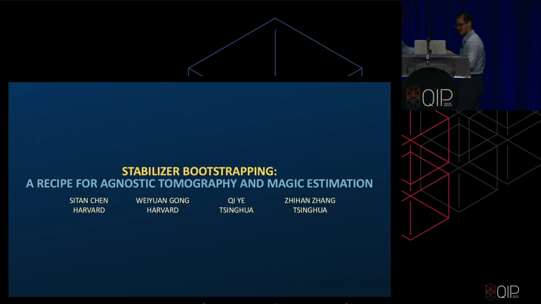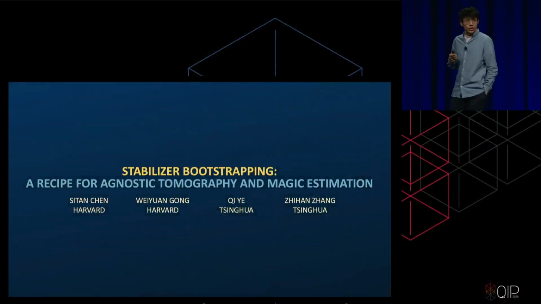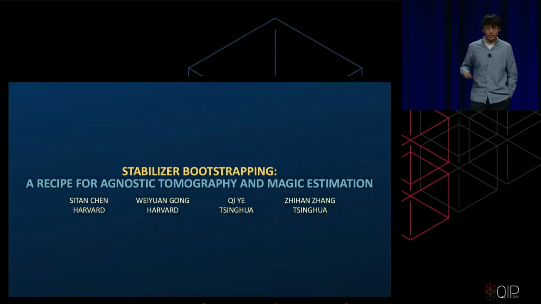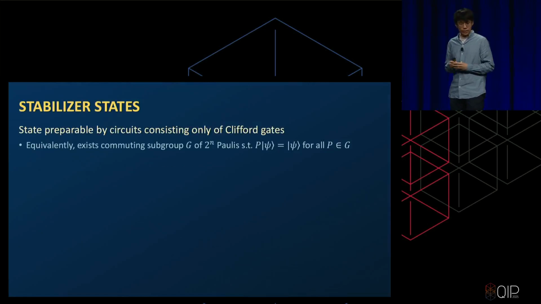OK, that's my time. And I'm going to hand off to Sitan to talk about his work on agnostic learning for stabilizer states. Awesome. Yeah, thanks, John. I'll now be talking about some joint work with these fantastic students, Weiyuan Gong, Chia, and Zhihan Zhang, on another class of states under which you can hope to get this kind of agnostic guarantee. Right. So we'll focus for this discussion solely on stabilizer states.